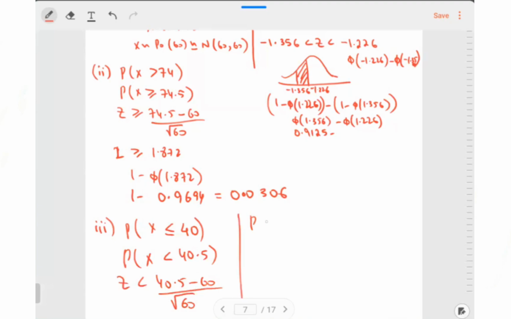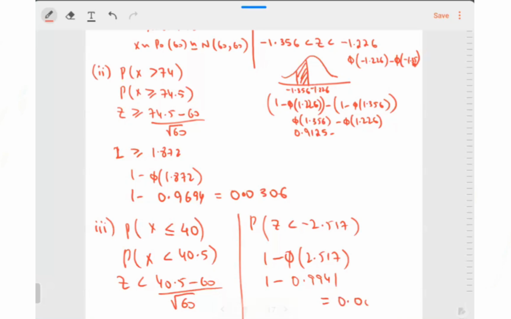Probability of Z is less than -2.517. लेस का मतलब है और माइनस, और लेस का मतलब है 1 - phi of 2.517। Do you all agree? Read the Z table, बताइए phi of 2.517 कितना होता है? 0.9941। So the final answer is 0.005। अब हमने क्या क्या चीजें करी?